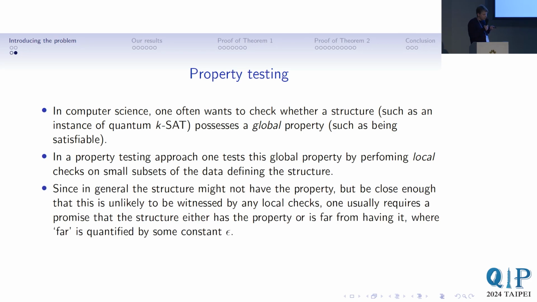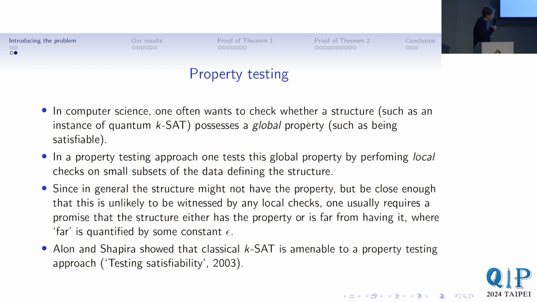But in general, you might have the problem that the structure doesn't have the property, but it's close enough to having it that this isn't witnessed by any of the local checks. So what you usually have is a promise: the structure has the property, or it's far from having the property, where far is defined by some constant. And then you can use this approach. So Alon and Shapira showed that classical Boolean satisfiability was amenable to a property testing approach, which was the starting point of this paper. We were interested in knowing whether you could use a property testing approach for quantum Boolean satisfiability too.